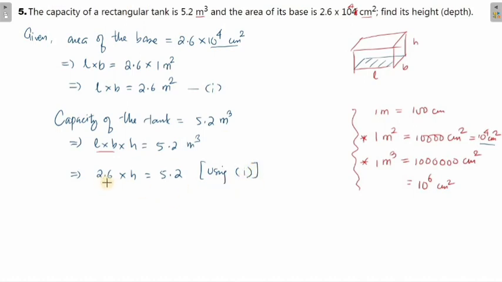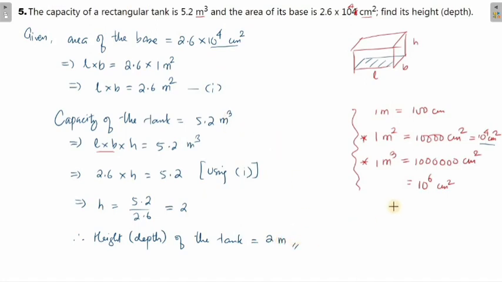Okay, now we keep H here and bring this 2.6 to the denominator. So H is 5.2 divided by 2.6. When you do the cancellation, you find that this will be exactly equals to 2. So therefore height, or you can call this depth, of the tank will be equals to 2, and since you have converted all the units into meter, your height will be in meter. Okay, so you may pause the video and note down your solution.